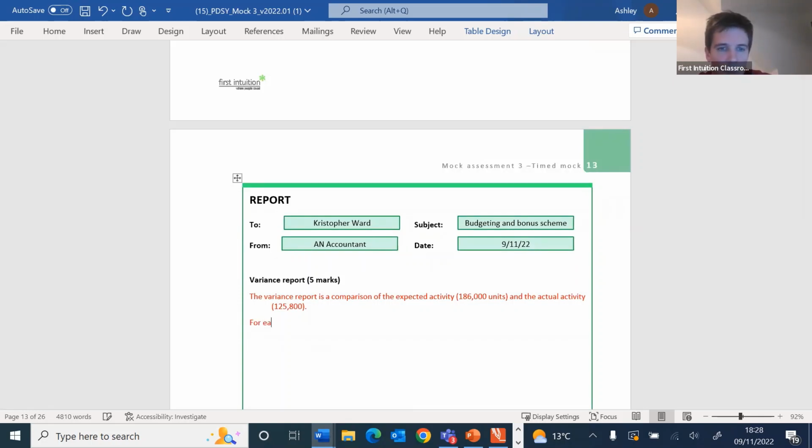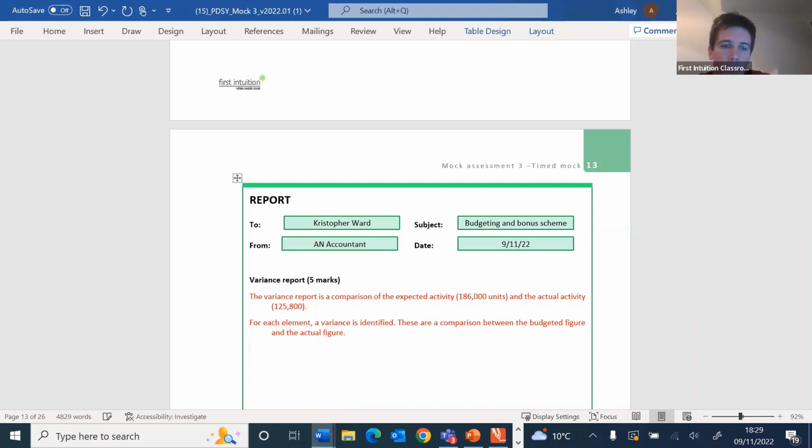Okay, so for each element, a variance is identified. Having done budget versus actual as explained above, these are a comparison between the budgeted figure and the actual figure. As I said, it might seem fairly obvious that your variance report does that, but you have to remember that you're talking to somebody, or you're responding to somebody here, that doesn't work in accounting, doesn't work in finance.